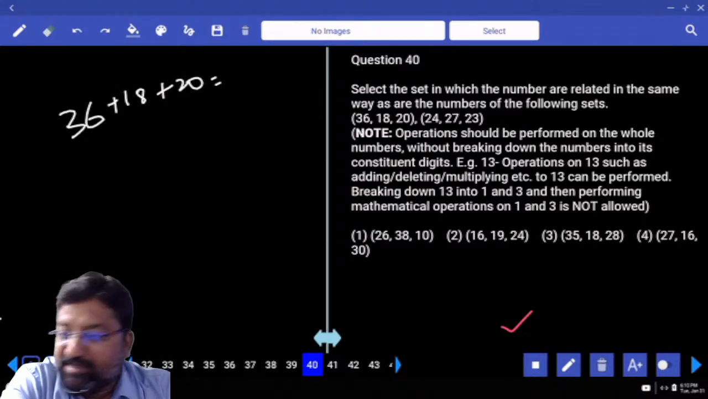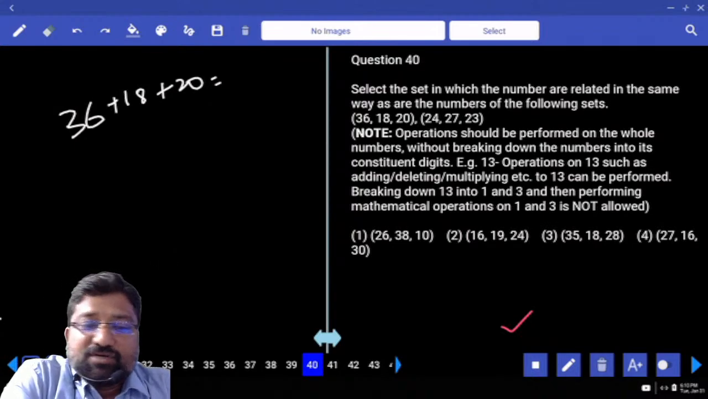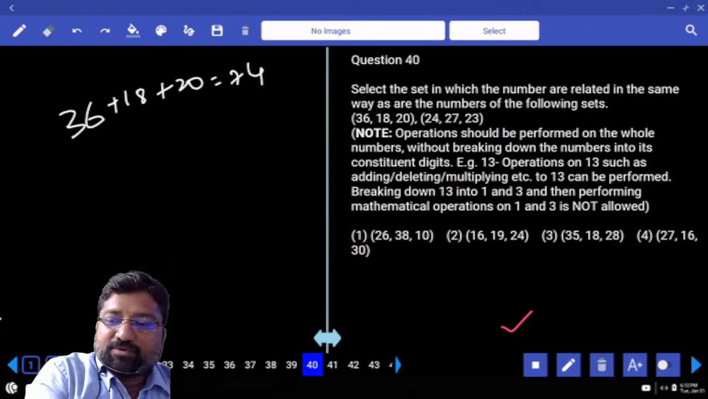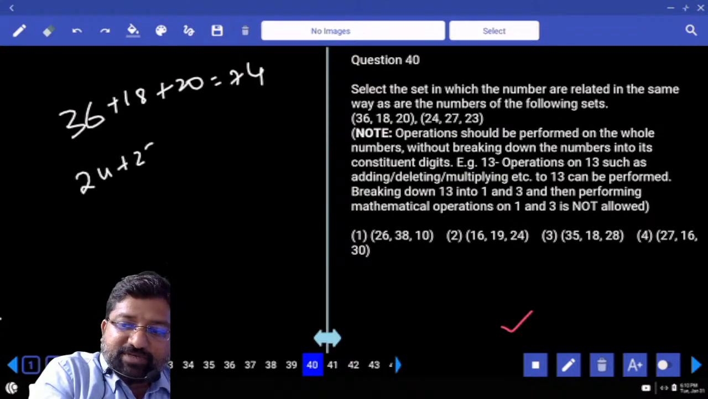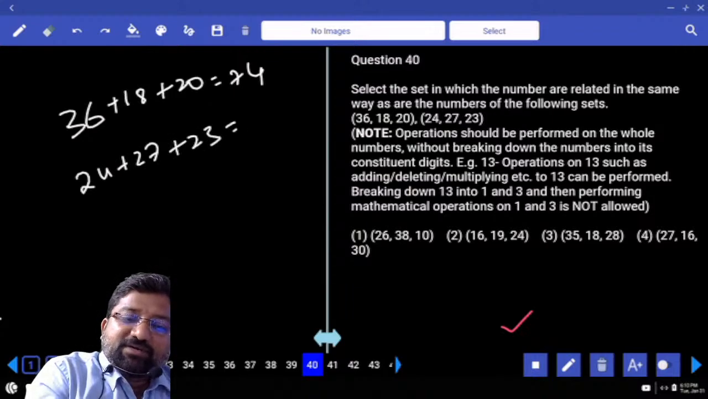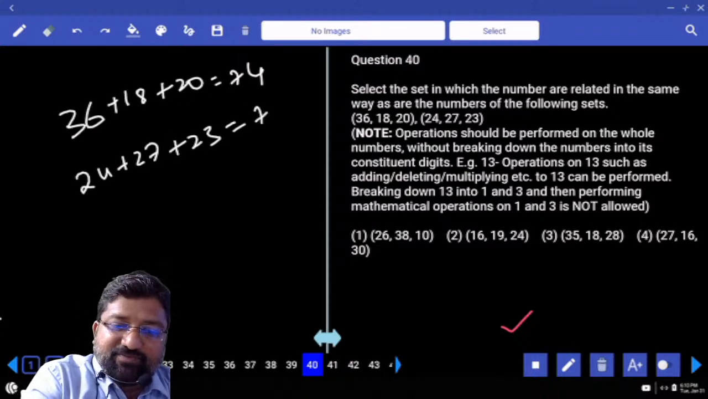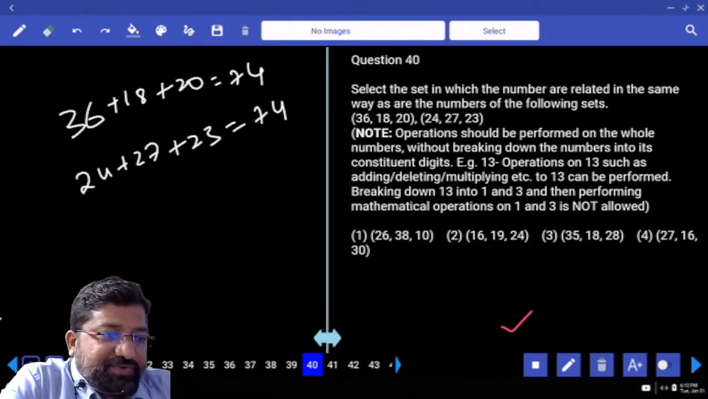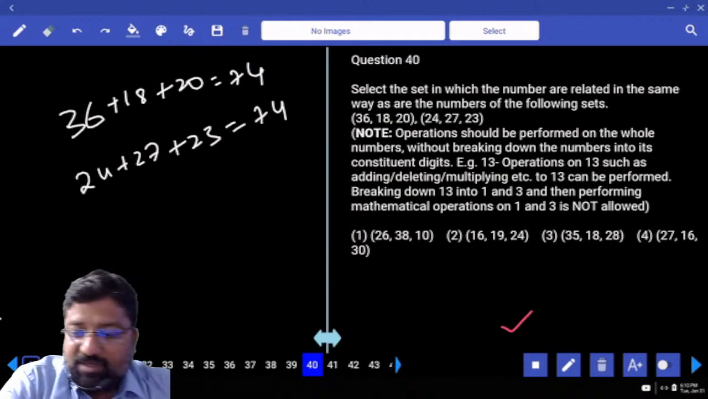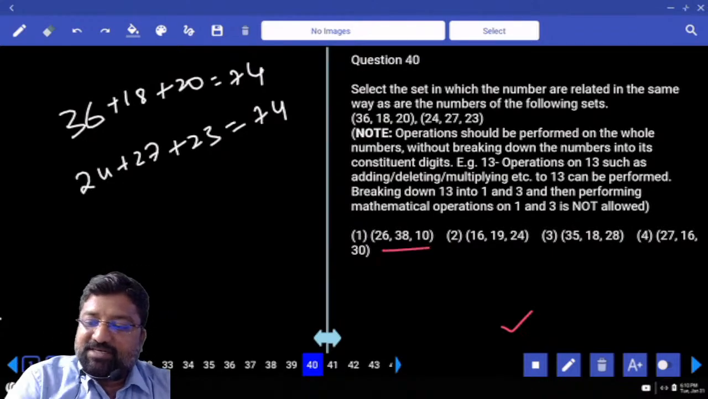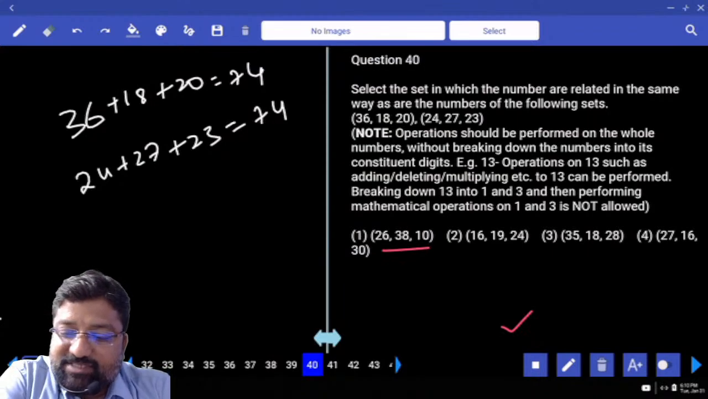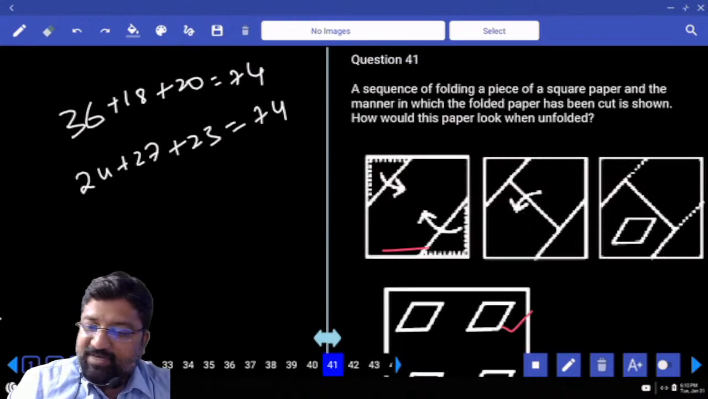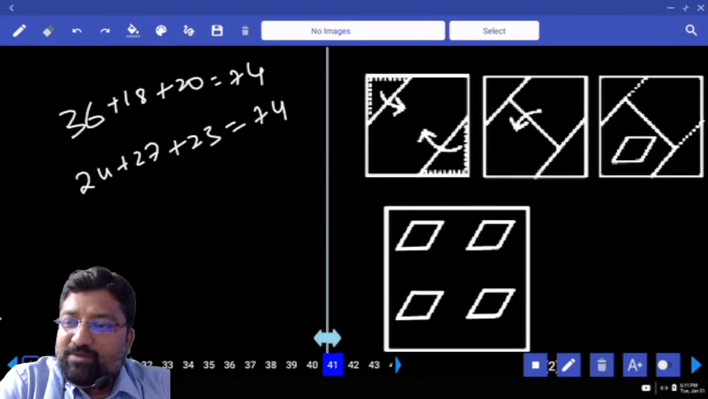What is 36 plus 18? 54 plus 20, 74. What about 24 plus 27 plus 23? 27 plus 23 is 50, plus 74. Sum of all the three is 74. I have to look into the option where the sum of all three numbers will fetch me 24. Where will I get 24, 26, 38 and 10? 26 plus 38 is 64, plus 10 is 74. 41. Look at this question here.